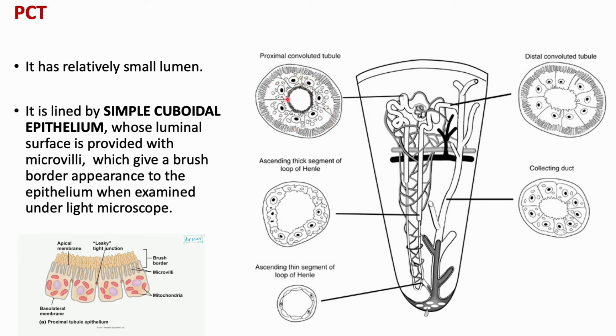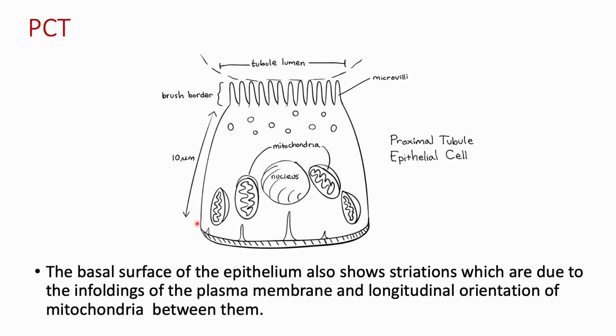The luminal surface is provided with a brush border, and we can see this brush border under the light microscope. Here we can see these cells, and the luminal surface is covered by a lot of microvilli. The basal surface of the epithelium shows striations, which are due to the infoldings of the plasma membrane and the longitudinal placement of the mitochondria in between the basal foldings.